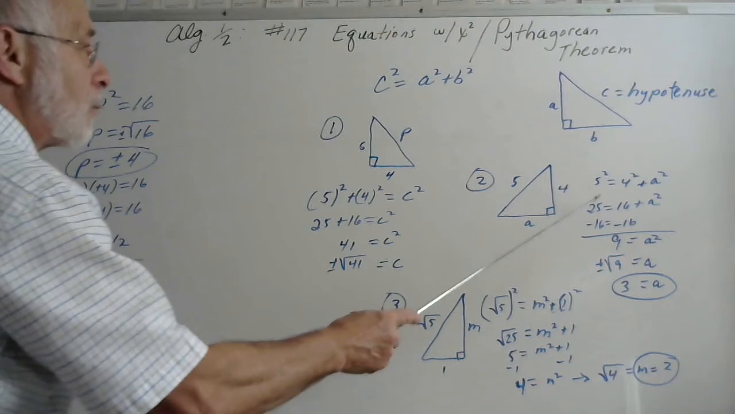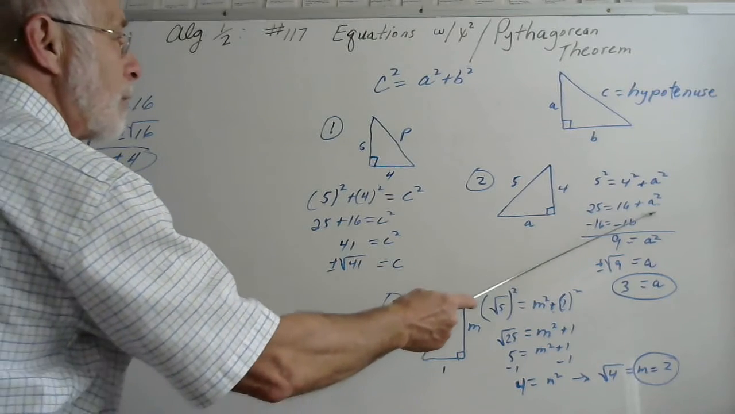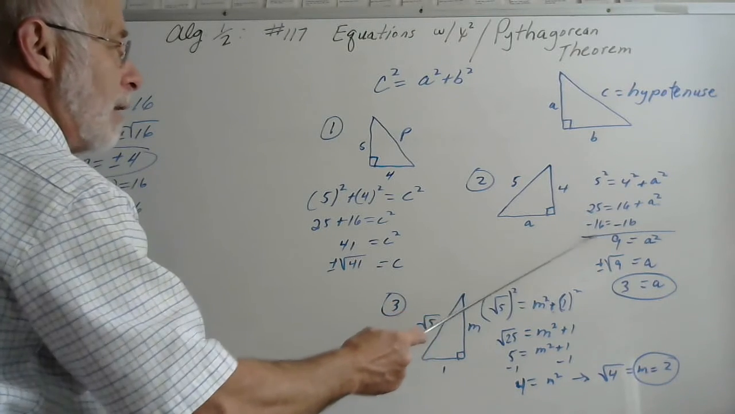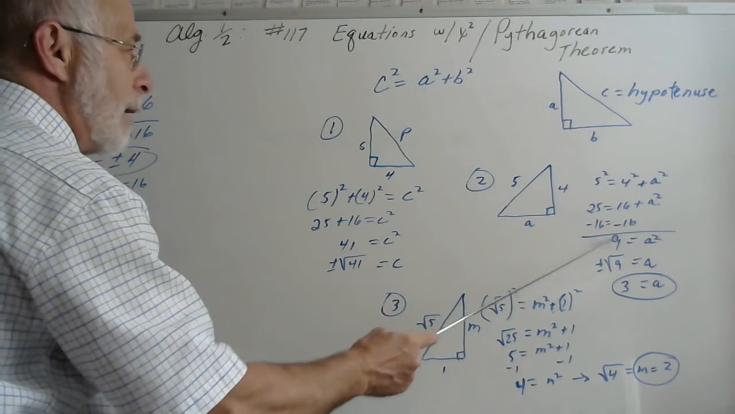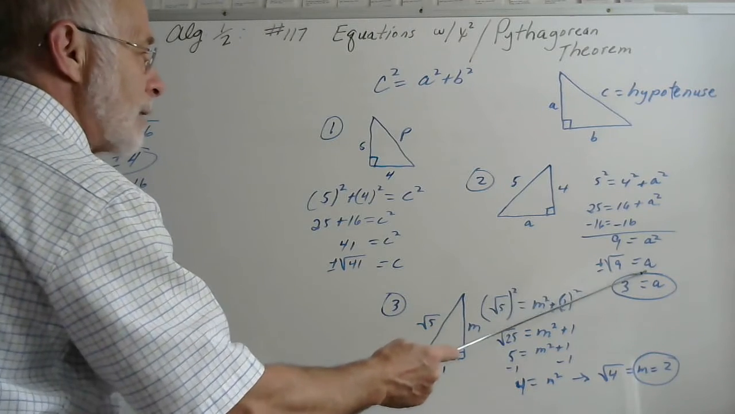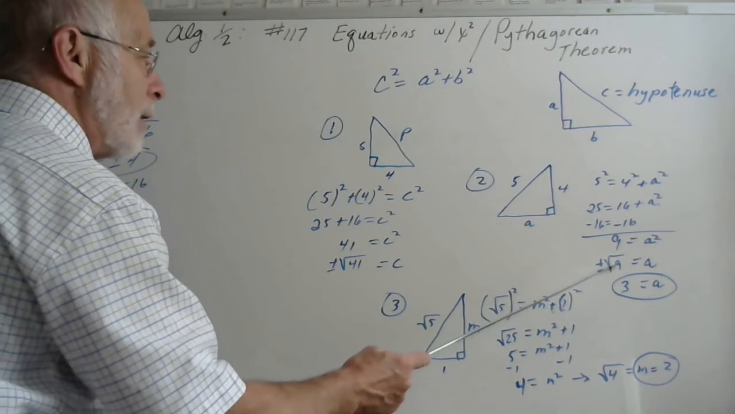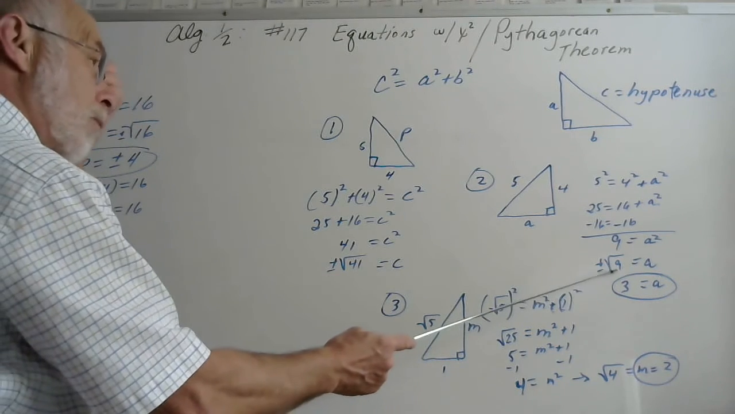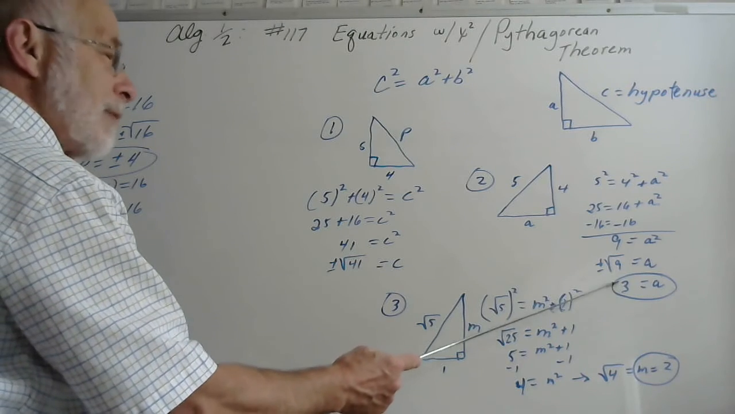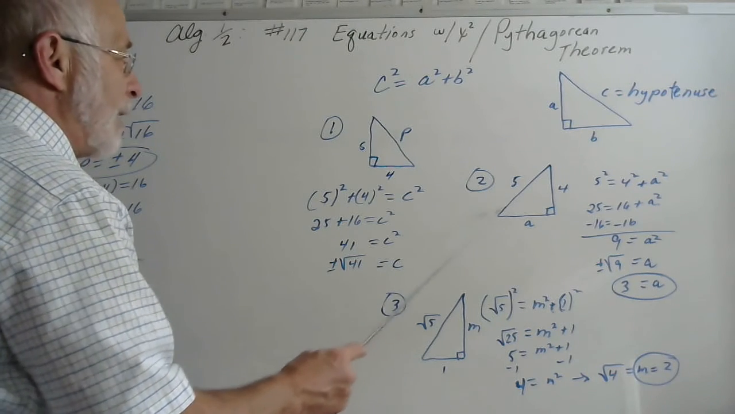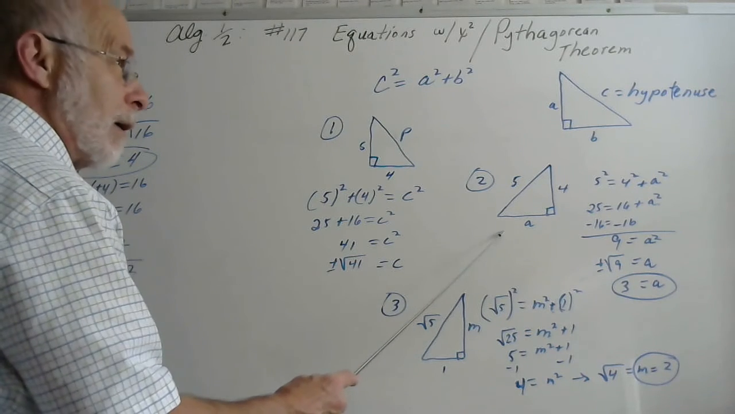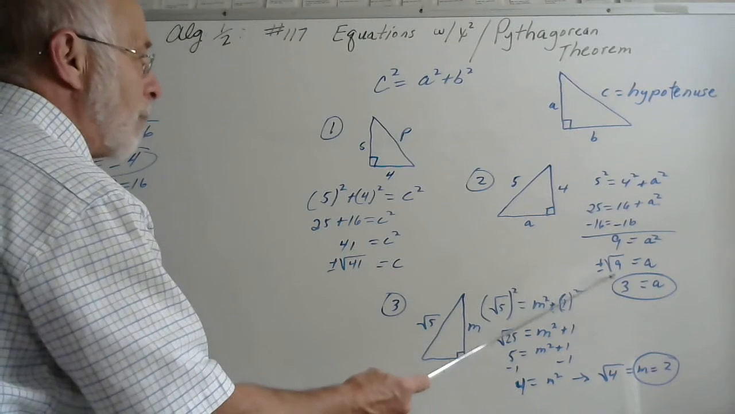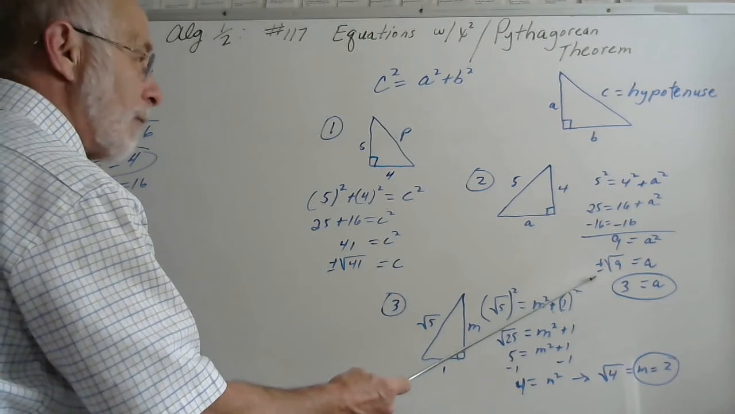So then I have 25 equals 16 plus A squared. Subtract 16 from both sides. I get 9 equals A squared. A equals plus or minus the square root of 9. Well, we know the square root of 9 is 3. So it has to be a positive 3 because I can't have a negative number as a side. So that kind of makes sense. So it would be a positive 3. You do not include the negative answer.